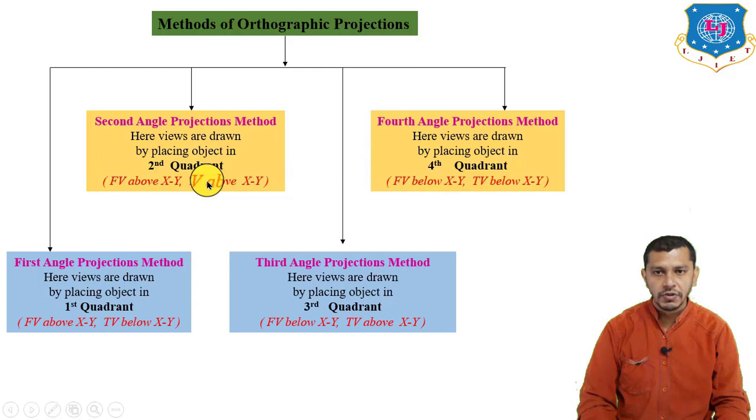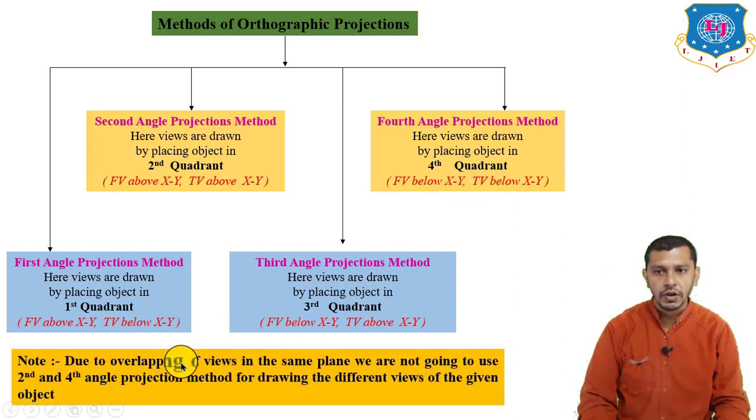So in the second angle projection method, as you have observed, the front view and top view both are above the XY reference line. That means the front view and top view of the given object are both in the same plane and above the XY reference line. Whereas in the fourth angle projection method, the front view and top view of the given object are both in the same plane and below the XY reference line. So due to the overlapping of the views in the same plane, we are not going to use the second and fourth angle projection methods for drawing the different views of the given object.